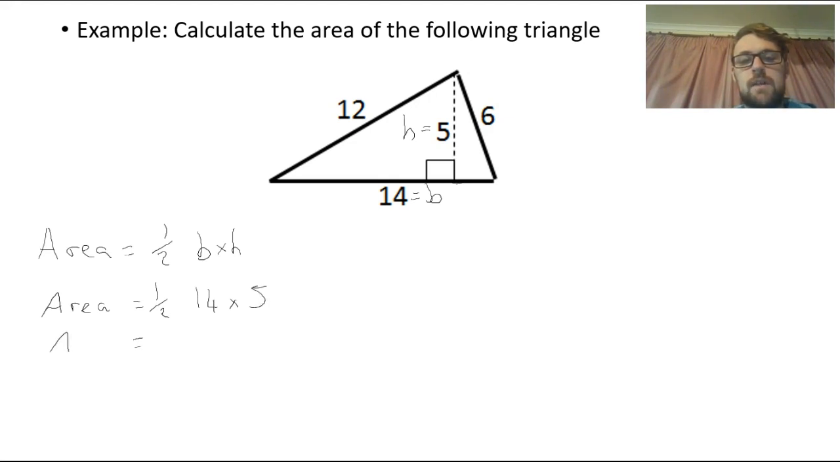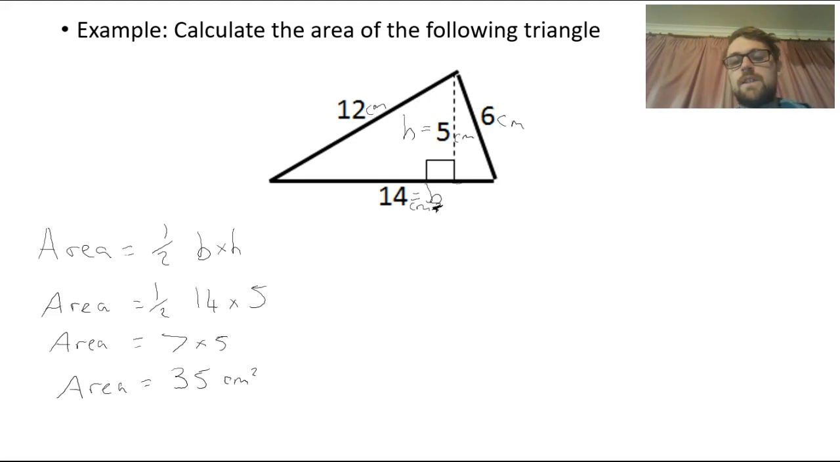I just substitute this into my calculator or just work it out. Half times 14 is 7, times by 5. So my area equals 35. Okay, and we remember that area, if let's for example say these were in centimeters, it would be in centimeters squared. And that was if all of these measurements were in centimeters. If they're in kilometers, it'd be kilometers squared, and etc.